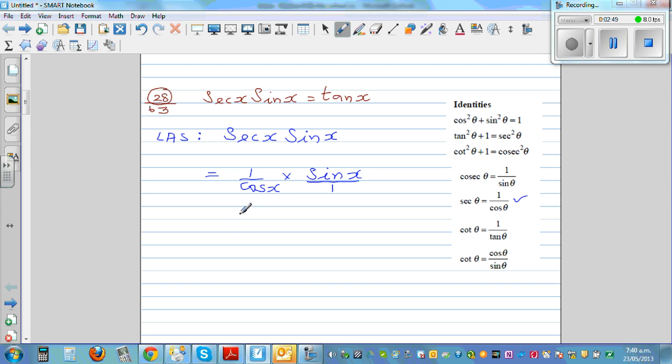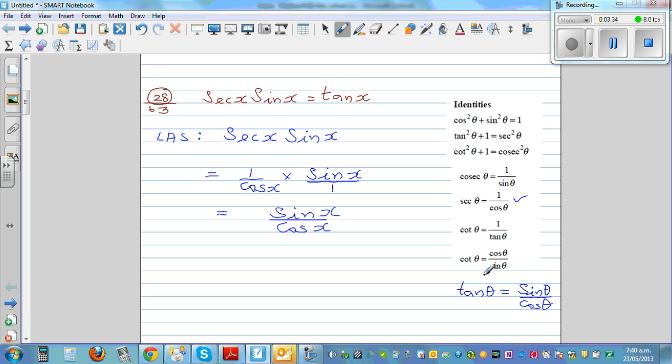This is basic multiplying of the numerator and the denominator. So this is sine x. 1 times sine x is sine x, and cos x times 1 is cos x. Now what is sine x over cos x? We don't have an identity for that here. So tan theta is sine theta over cos theta. This is not given in your formula sheet, but you can make up this formula.